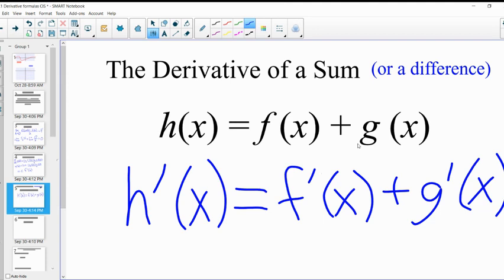And by the way, subtraction works the same way. If this is a minus sign, and this is a minus sign. Sums and differences both work the same way.